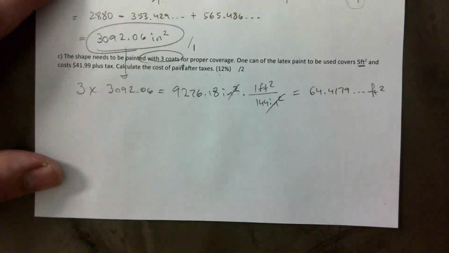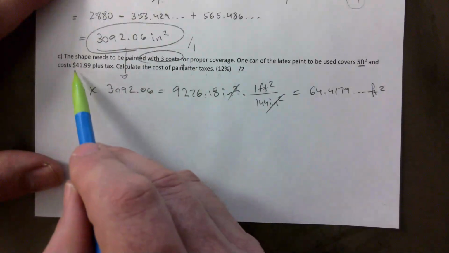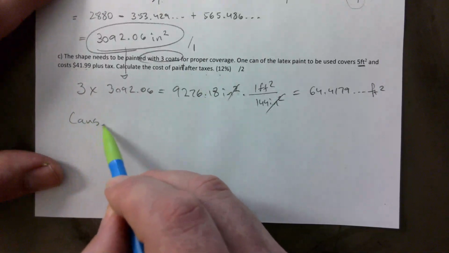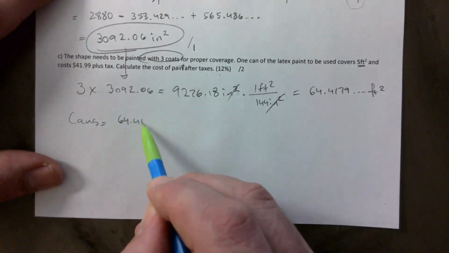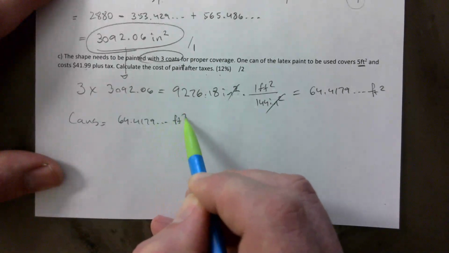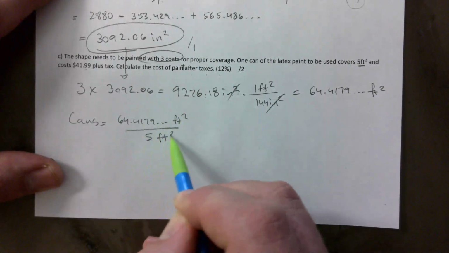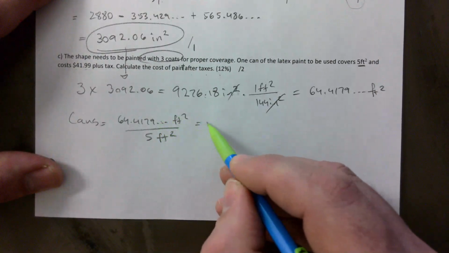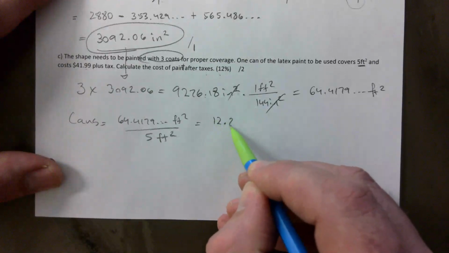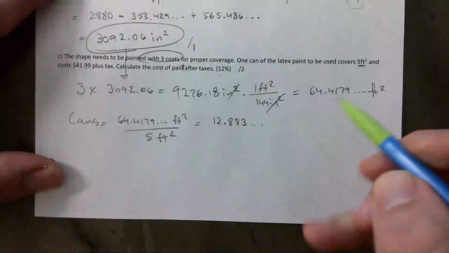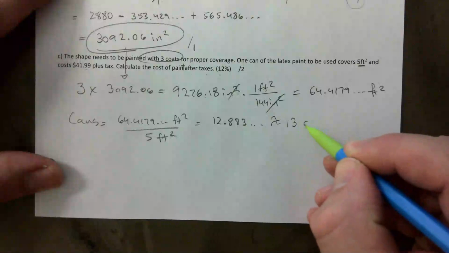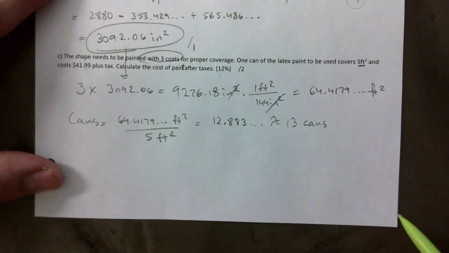When you're about to purchase, that's when you ask, what am I buying them in? I'm buying them in cans, correct? That cost this much. So cans are 64.4179 something square feet divided by 5 square feet. You're wondering how many 5 square feet go in there, how many cans? That would be 12.883 something, and now you can round. That's approximately 13 cans that you need to buy.